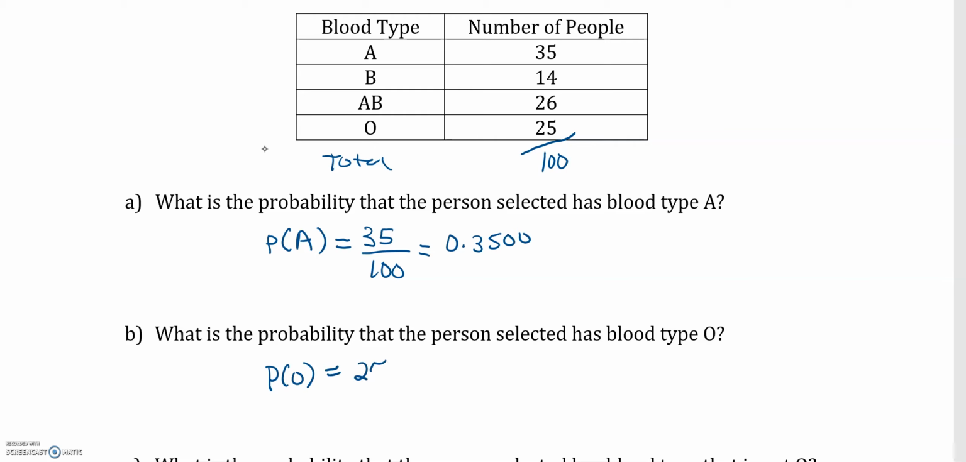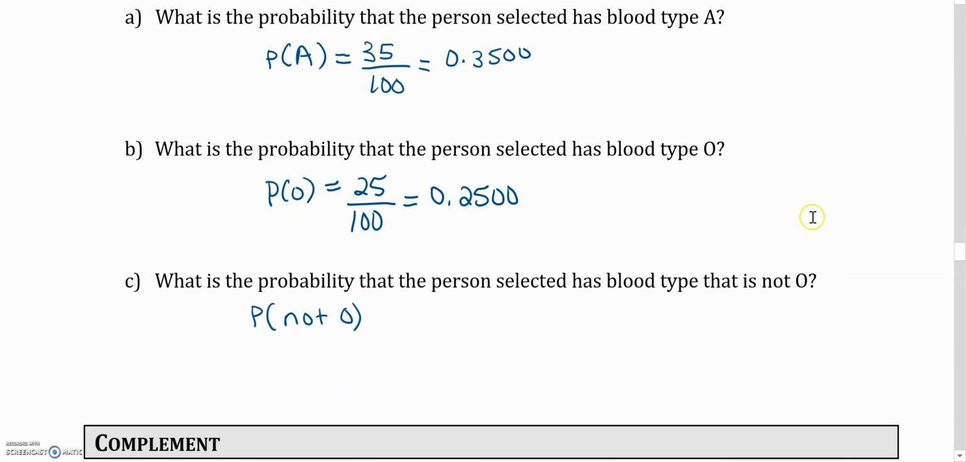There are 25 people that had type O, so we can say that the probability of someone having type O blood type is 0.2500. And the probability that a person selected does not have type O blood type means that there's only 3 other outcomes. If they are not type O, then they're either A or B or AB. And to find the probability of not having type O blood type, we would sum the 3 types together.